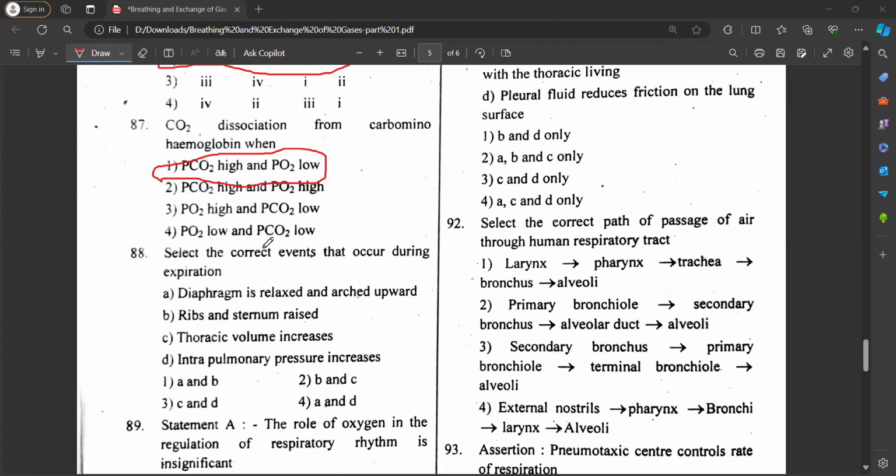Next, select the correct events that occur during expiration. Diaphragm is relaxed and arched upward. Yes, diaphragm is relaxed and arched upward, or it becomes dome shaped. Ribs and sternum raised? No, ribs and sternum lower. Thoracic volume increases? No, thoracic volume decreases. Intrapulmonary pressure increases. Yes, A and D are the correct statements.